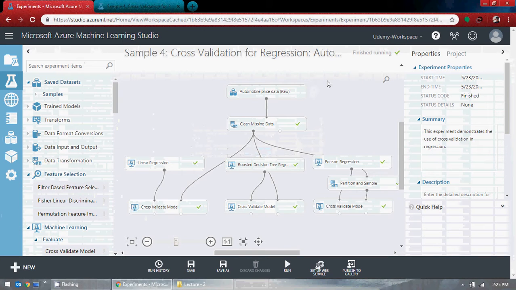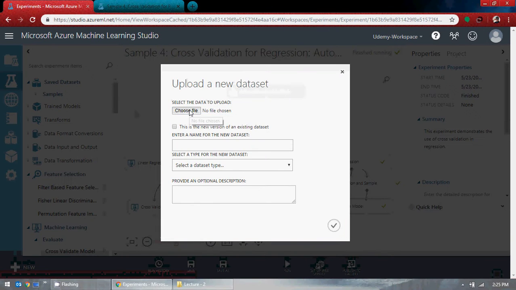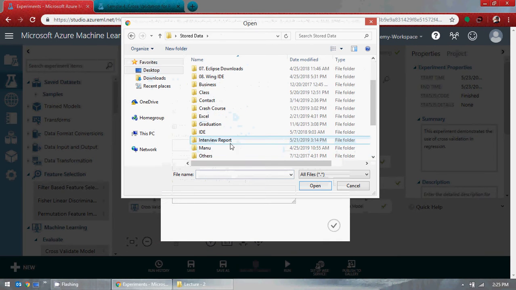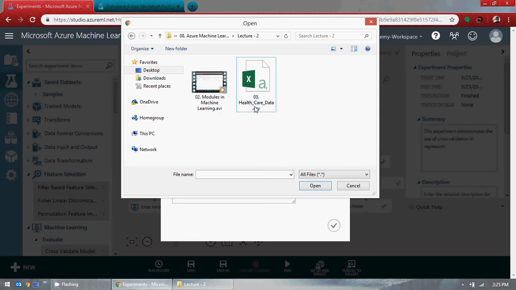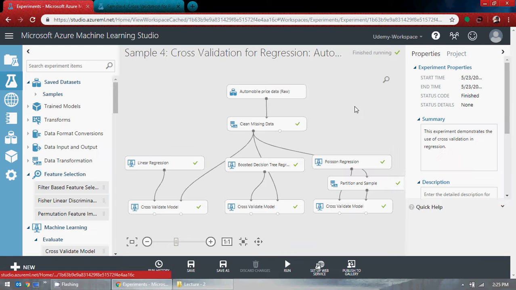You have the data. If you want, you can upload it: go to the dataset from local file, choose from the local file, and then go ahead to Azure Machine Learning Studio, this lecture number 2, and upload it. It's that simple. Okay, if you don't like this automobile data, we are using too much of everything, which is this data set. Why don't we use our own, right?